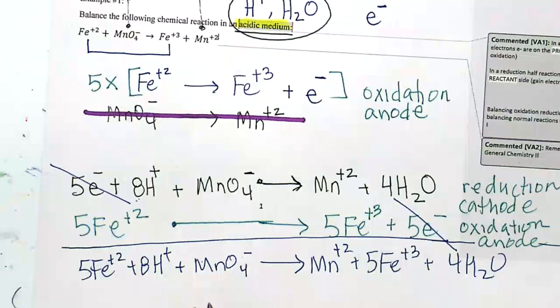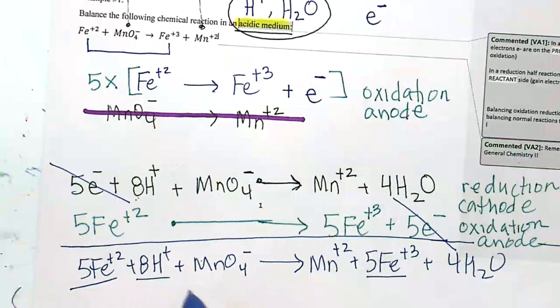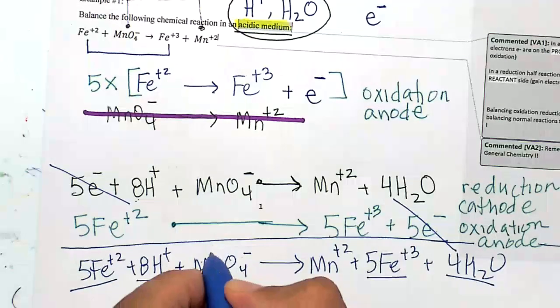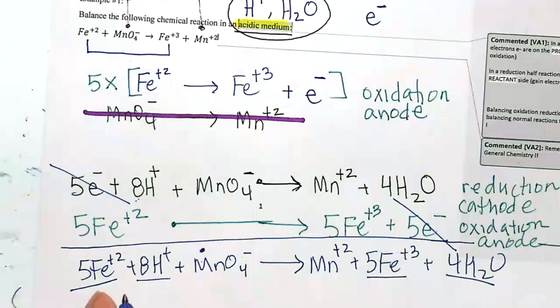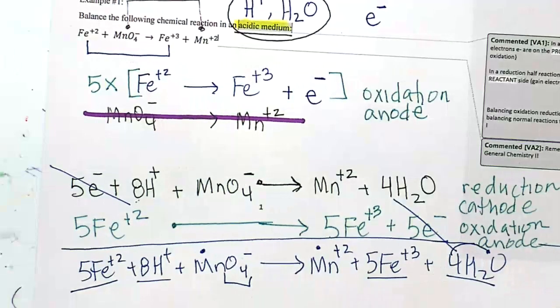Let's check if this is indeed our right answer. Let's see if it's balanced. Let's balance out the ions first. 5 irons here, 5 irons in the product side. 8 hydrogens in the reactant side, 8 hydrogens in the product side. 1 Mn here, this is called manganese, 1 Mn here. 4 oxygens here, 4 oxygens there. Very good. Now the charge.